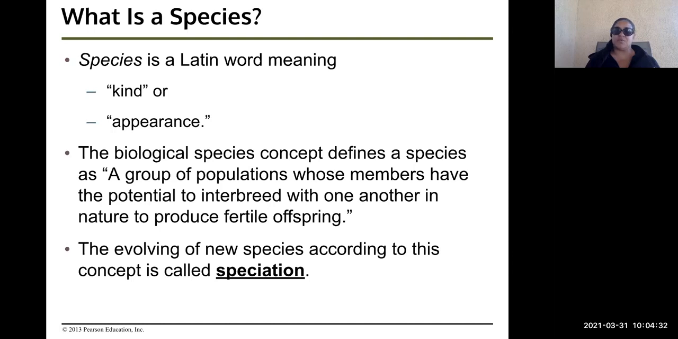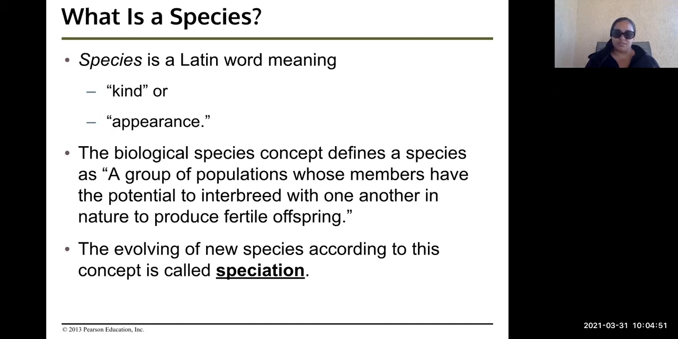So species is a Latin word meaning kind or appearance. The biological species concept defines a species as a group of populations whose members have the potential to interbreed with one another in nature to produce fertile offspring. So there's a lot to unpack in that definition.